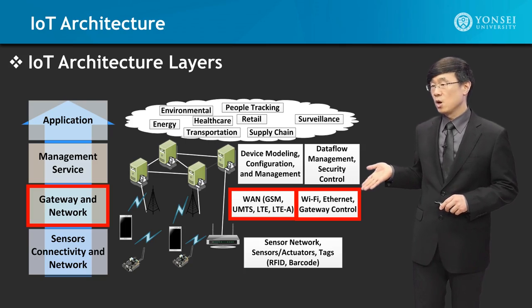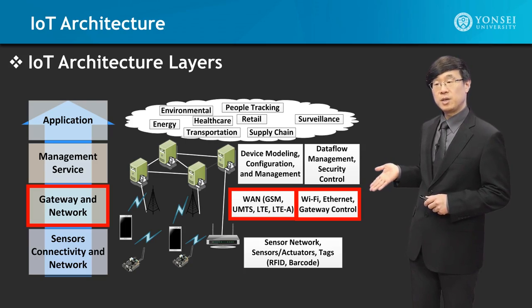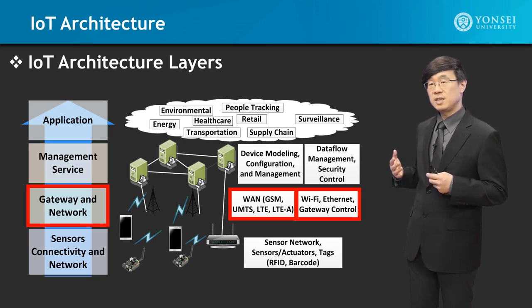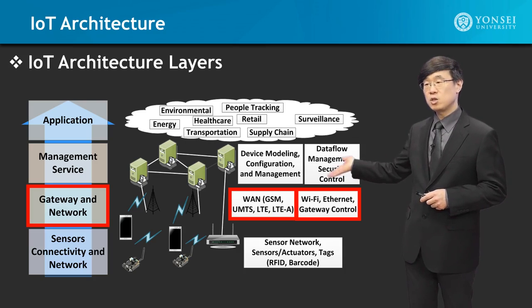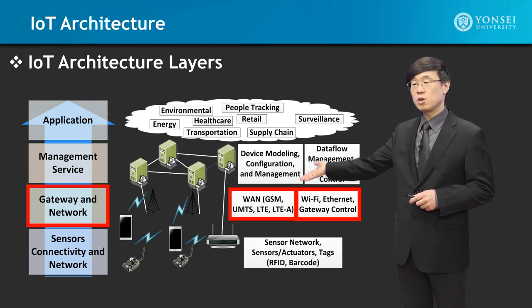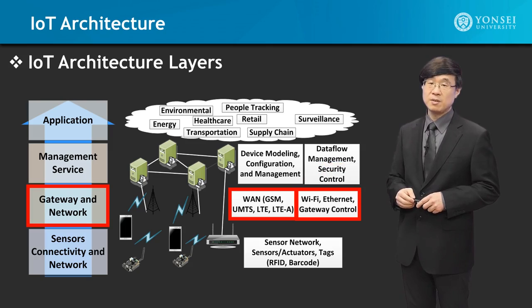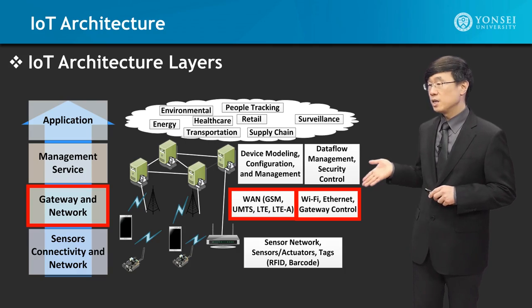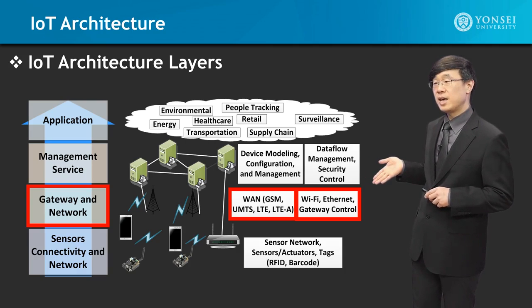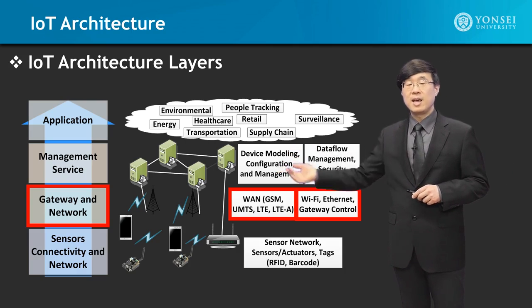In order to do that, we need networking technology, where we have mobile communication that provides us connectivity to the large-scale wide area network, in which GSM, second generation mobile communication, UMTS, third generation mobile communication, and LTE, fourth generation mobile communication techniques provide this level of connectivity, in both wired and wireless fashions. In addition, we have Wi-Fi, Ethernet, and various gateway control to provide us with connectivity to gateways and the overall network.